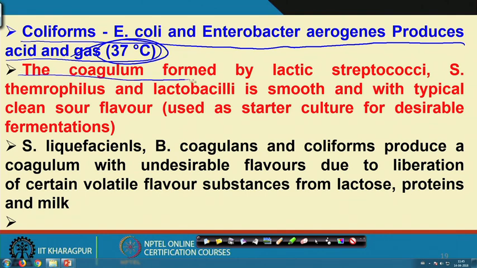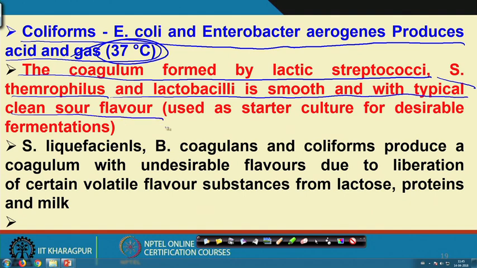The coagulum formed by lactic streptococci or Streptococcus thermophilus and lactobacilli is smooth and with a typical clean sour flavor, used as starter culture for desirable fermentation. In some cases, you are knowingly producing some acid, like in cheese, or developing some flavor. I said the other day, in the ripening process you are developing some flavor knowingly. So, this kind of organism may help in flavor forming in the product, and that is desirable.